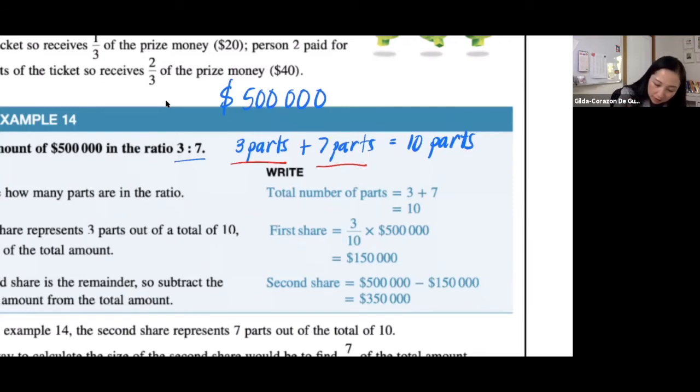How did you get 150,000? What did you do to get the 3 parts? So 1 part is 50,000. It just makes sense that you times it by 3 to get 3 parts. And how about 7 parts? You get 350,000. So again, you would say 50,000 times 7. Does that make sense? Because we've got 1 part as 50,000. If you want 7 parts, then you times that by 7.